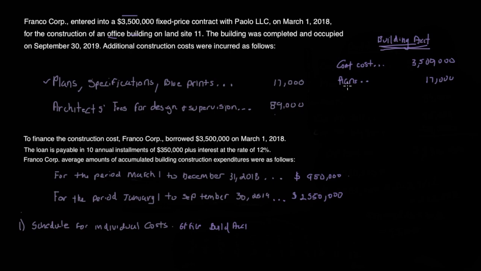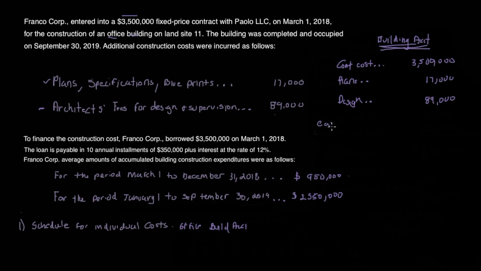And then below that we're going to do architecture fees, which is given in the problem, so you don't have to do any type of calculation to figure that out. So I'm just going to write design, and this is for design, supervision, and the architecture fees. I should have written fees, but that's fine. We'll go ahead and write $89,000 here. 89,000. Okay, so now we're getting into the capitalization of interest part.